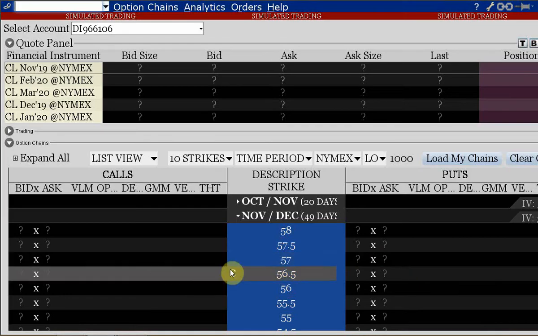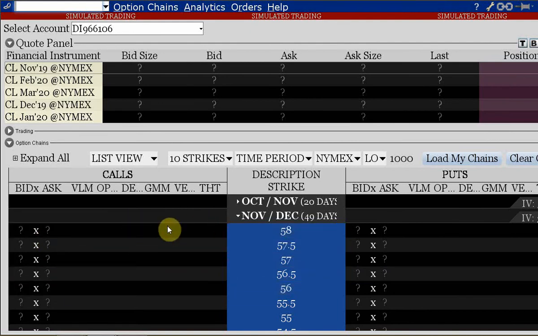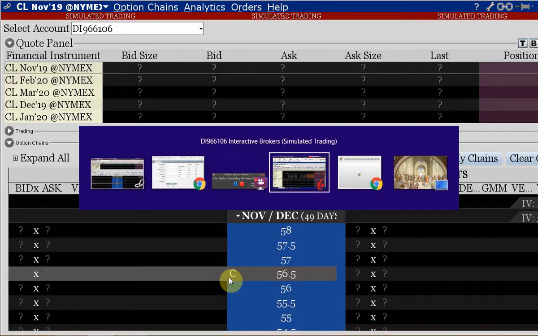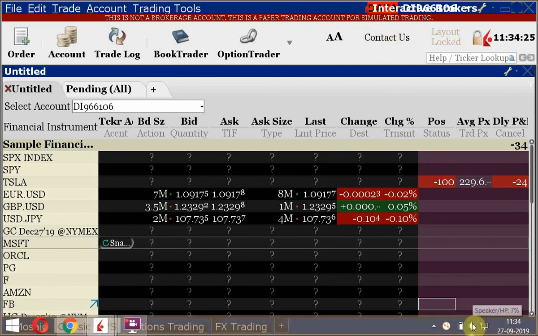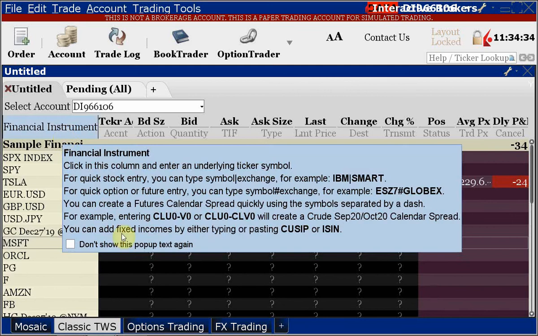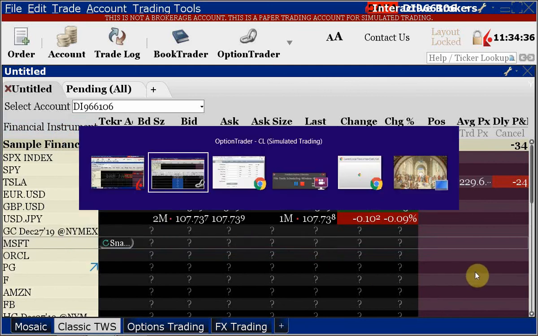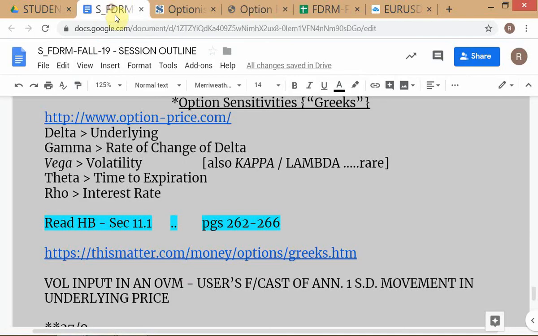Now we'll do a little bit more of a discussion. I don't know why the feed is not coming in here. That's very strange. It says no market data permissions, but it was showing the feed, it was showing me data even a little earlier. So the data is not coming through for some reason. Something has happened to this. Okay, we'll stick with what we have. It's very strange that we are not getting the data. Okay, so let's continue with this.